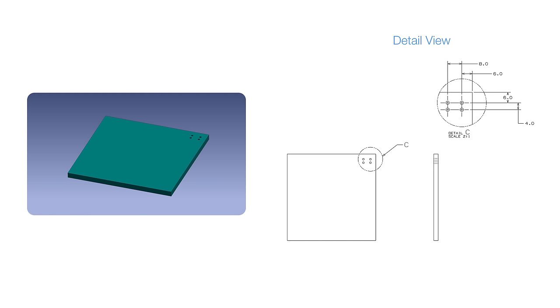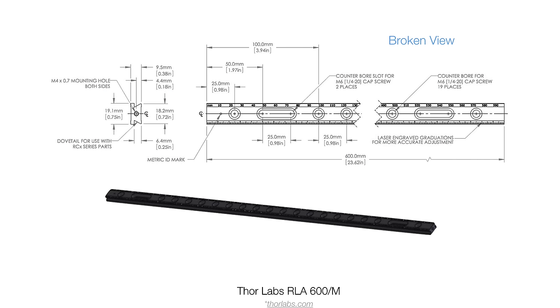When you're placing the detail view, place it somewhere where it's clear that the detail view is not meant to line up with anything else in the drawing, so it's not confused for a regular 2D projection. The last view I'll talk about is called a broken view.